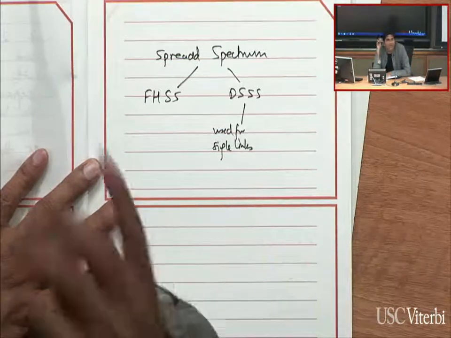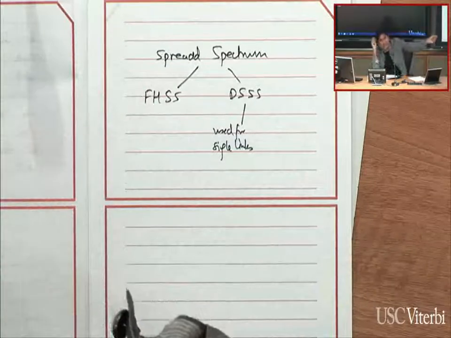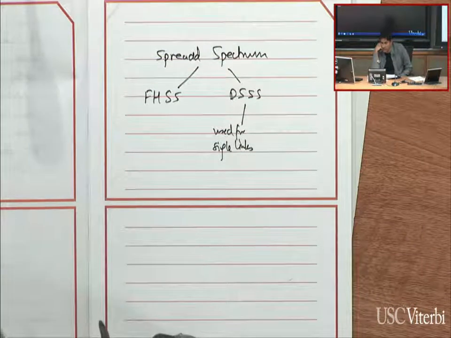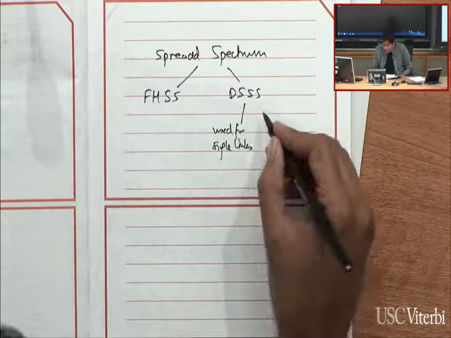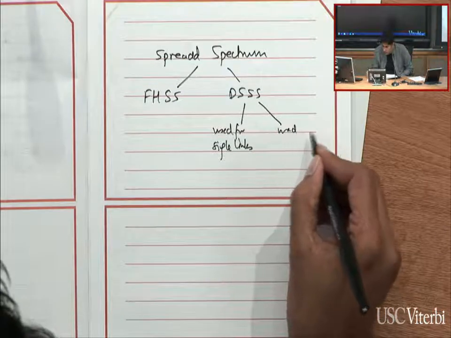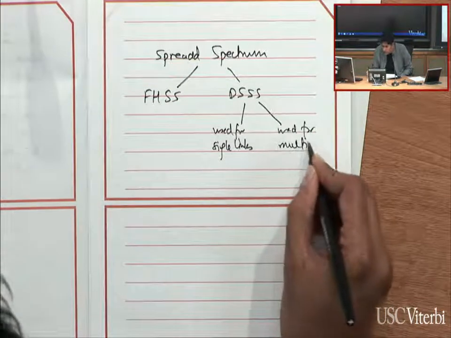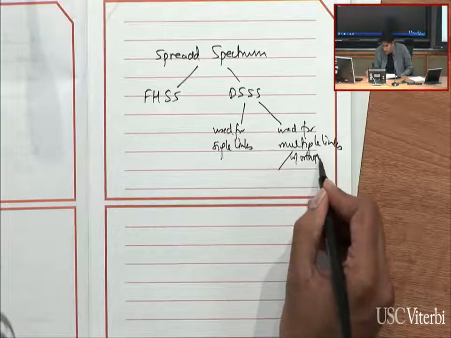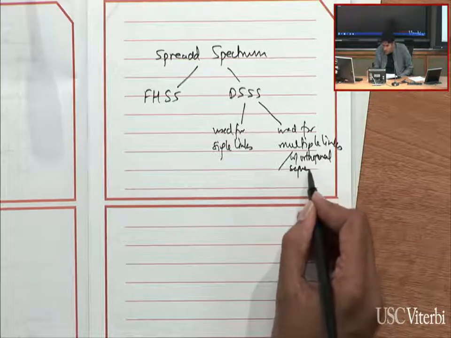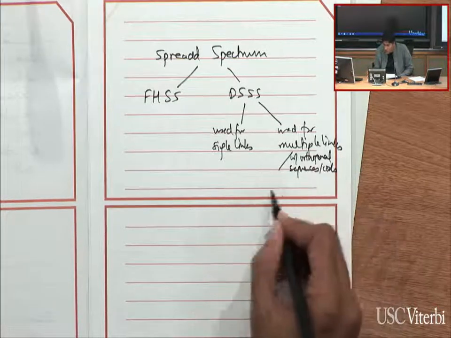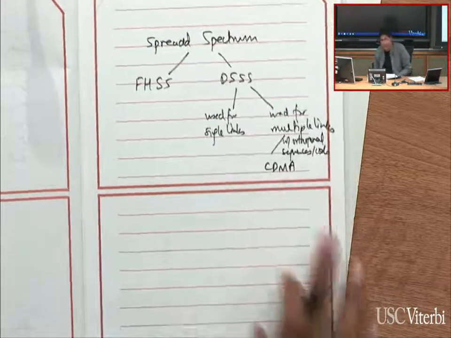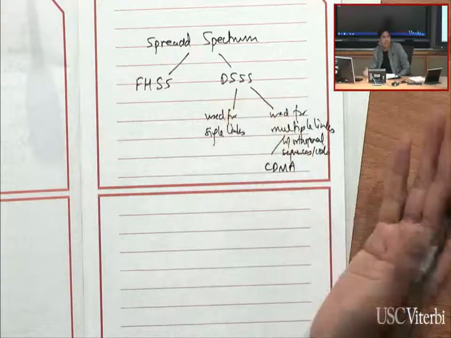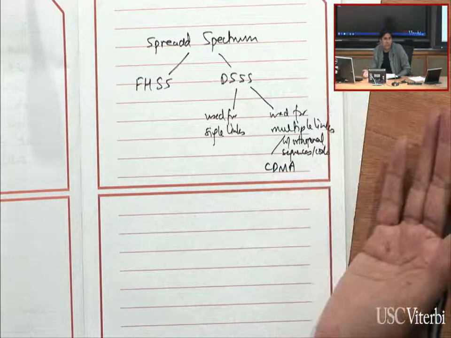You're not allocating different chip sequences to different phones. If you just have a single base station and a single phone, wherever you go, it's sending the data over a spread spectrum chip. So you could use it for a single link, but you could also use it for multiple links. And if it's used for multiple links with orthogonal sequences or codes, then we call it CDMA. Okay? So CDMA is a spread spectrum technique that uses direct sequence spread spectrum, allocates different sequences to different links in such a way that they won't interfere with each other.